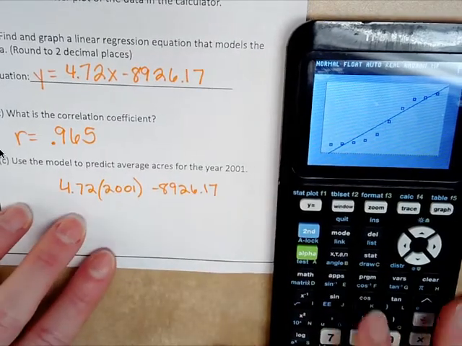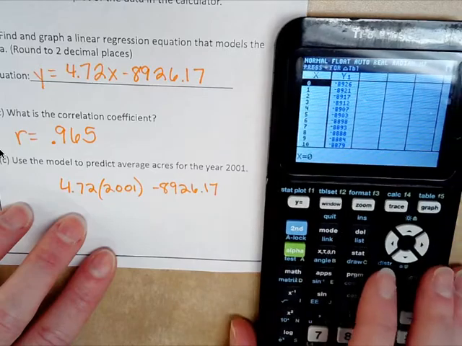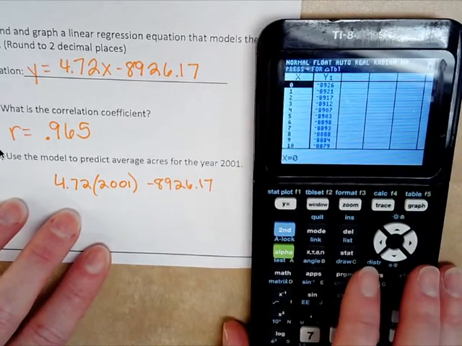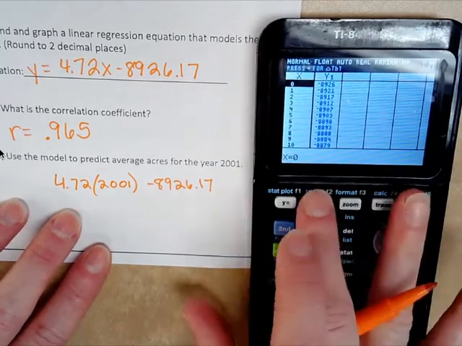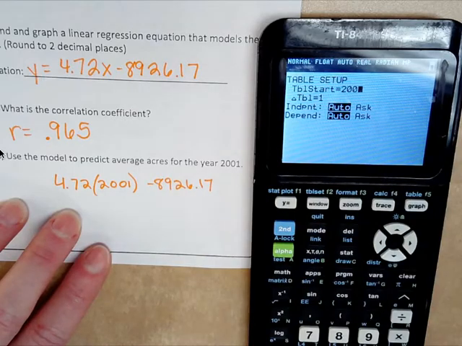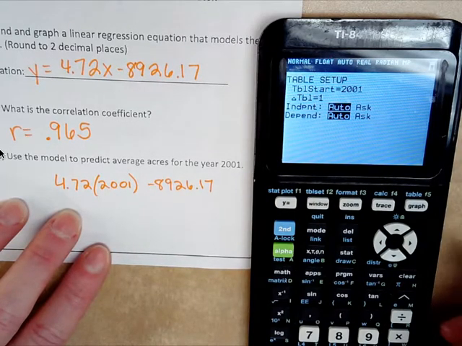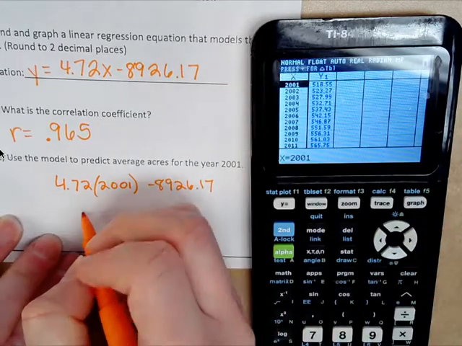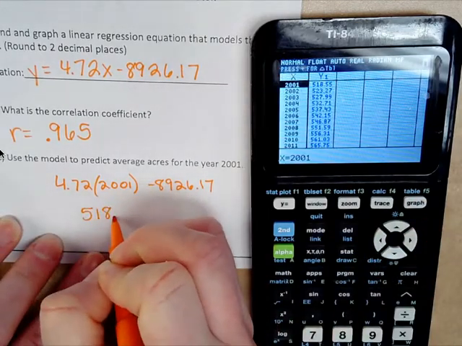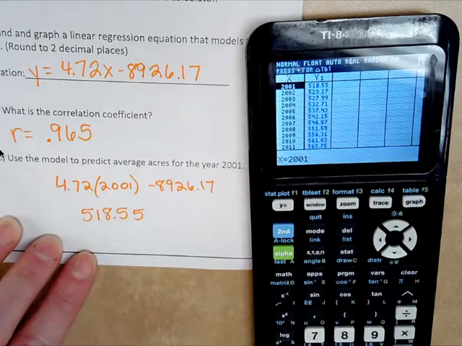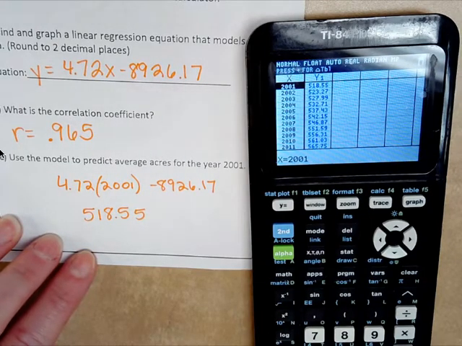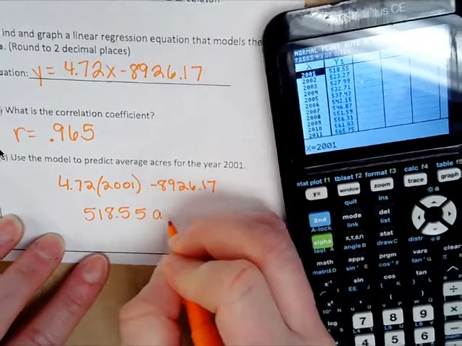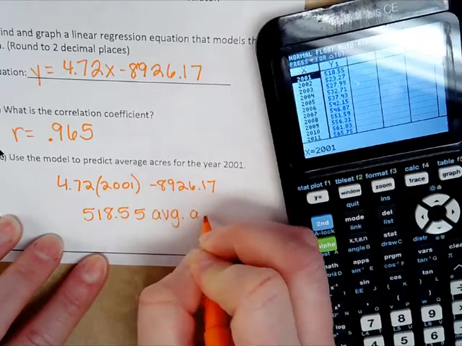So remember with the table, if we want to use the table, we would go to table, but then change table set, table start to be 2001. And then go back to the table. And it's 518.55 acres. Average acres.